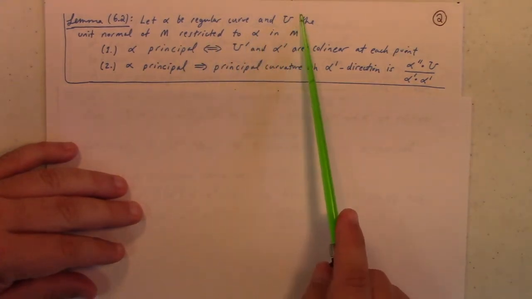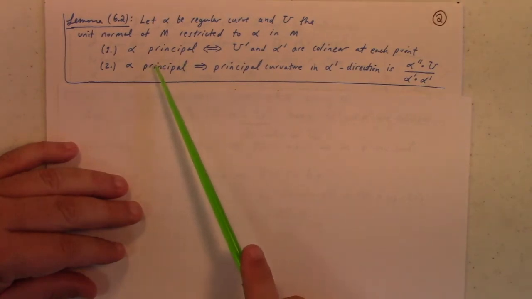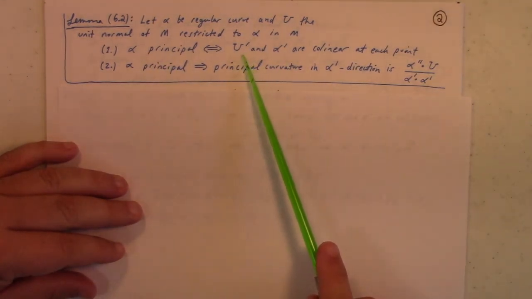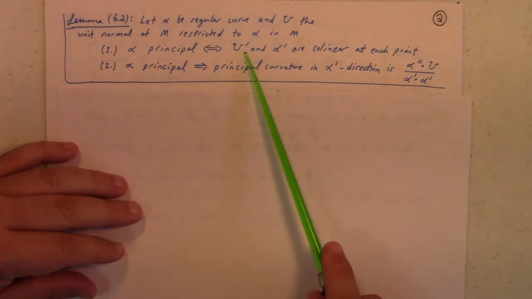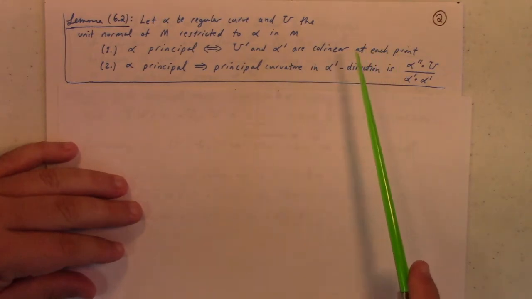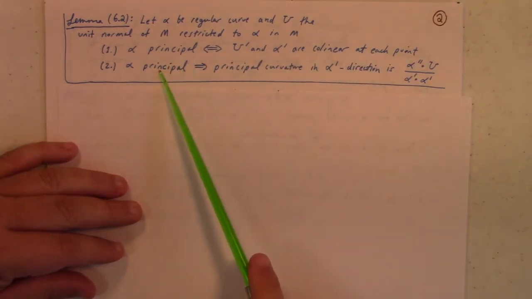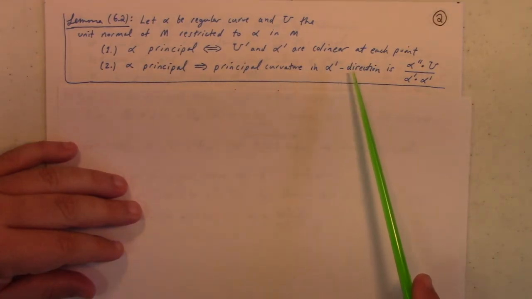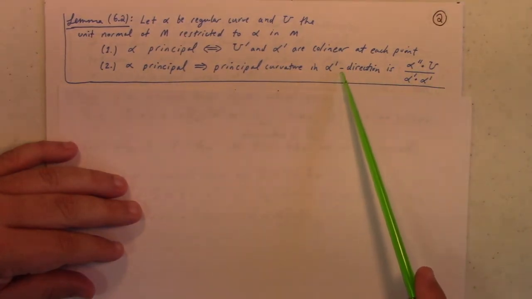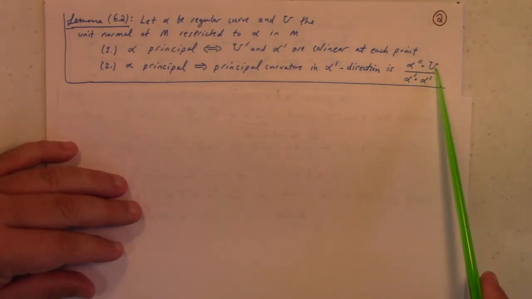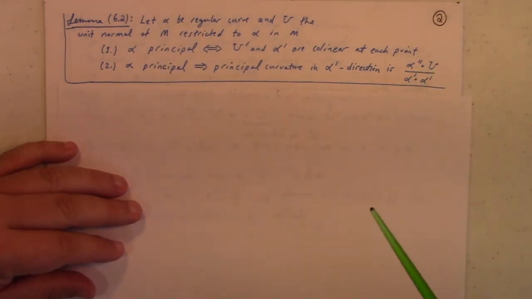So we're restricting the unit normal to alpha. All right. Then we have the following. One, if alpha is a principal curve, then the derivative of the unit normal along alpha and alpha prime are collinear at each point. That's if and only if. And also, if alpha is principal, that implies the principal curvature in the tangent direction to the curve is given by the acceleration dot the unit normal divided by the speed squared.